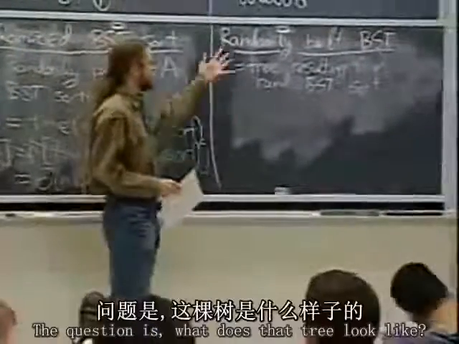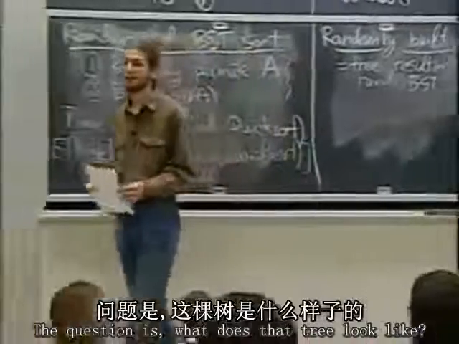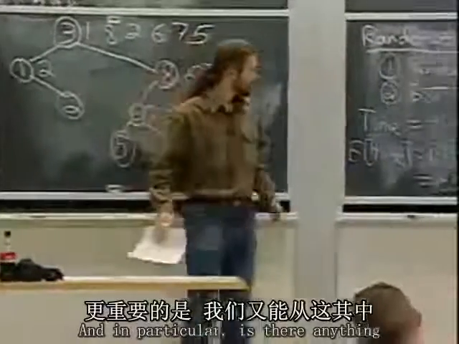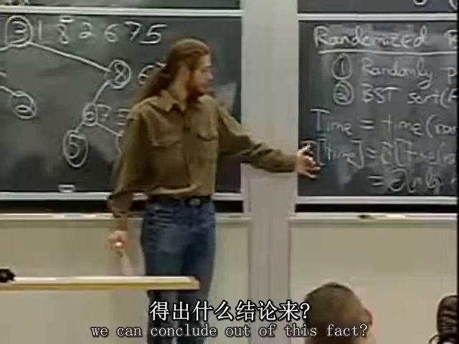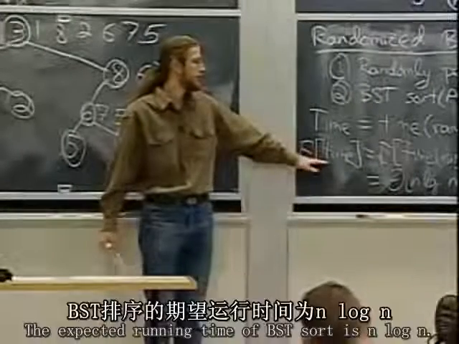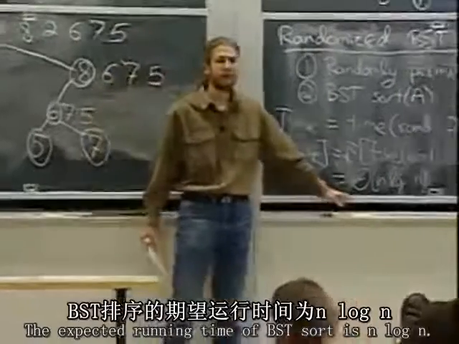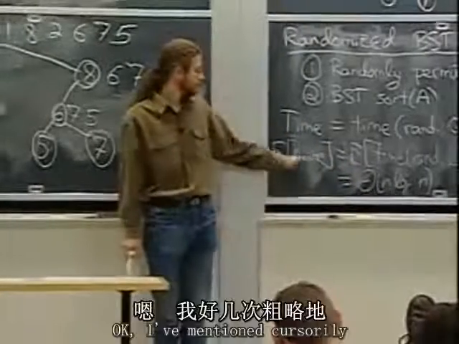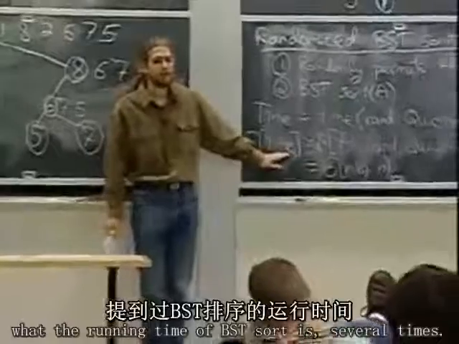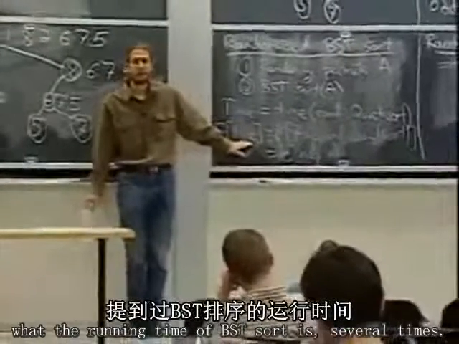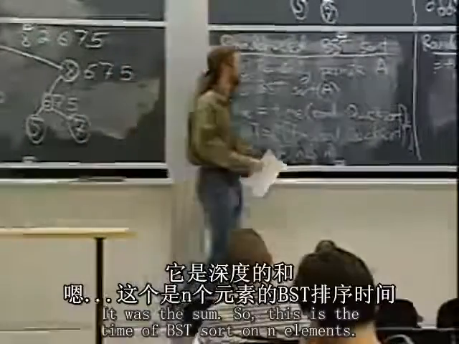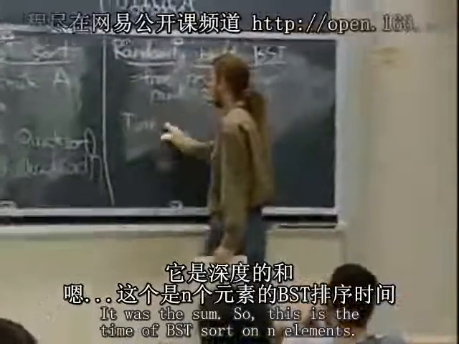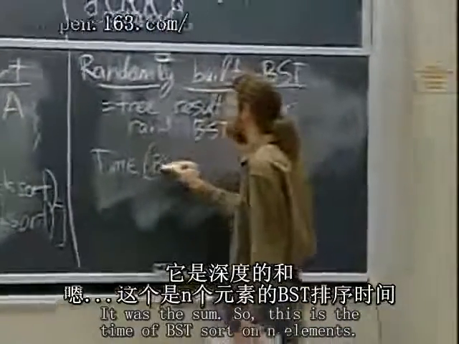The question is, what does that tree look like? And in particular, is there anything that we can conclude out of this fact, that the expected running time of BST sort is n log n? I've mentioned cursorily what the running time of BST sort is several times. It was the sum, so this is the time of BST sort on n elements.